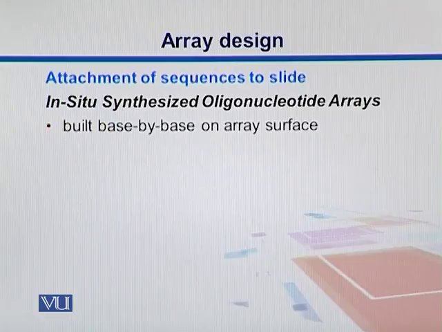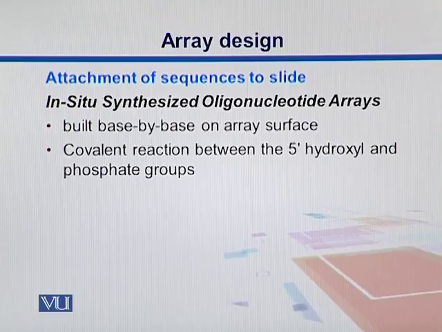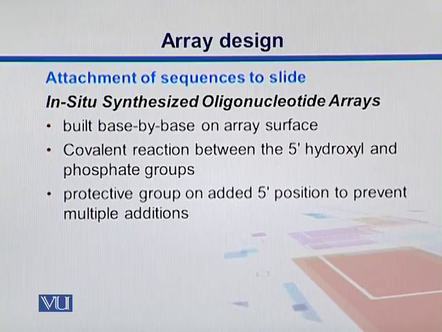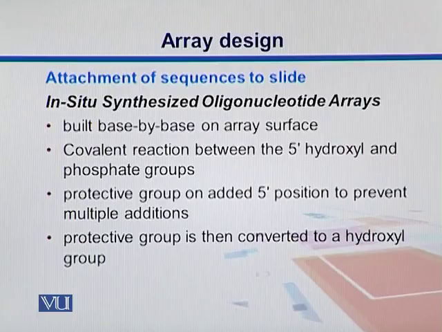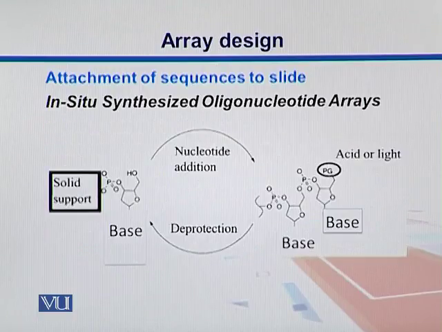In another scenario, we are using in situ synthesized oligonucleotide arrays, for example, Affymetrix. Here the nucleotides are added one by one as far as those probes are concerned. So we have base by base addition on the array surface. There is a covalent reaction between the 5' hydroxyl and phosphate groups, and we add protective groups on the 5' position to prevent multiple addition. So you add one nucleotide at a time in order to prepare that probe in a smooth fashion. The protective group is then converted into a hydroxyl group. This is how it happens.